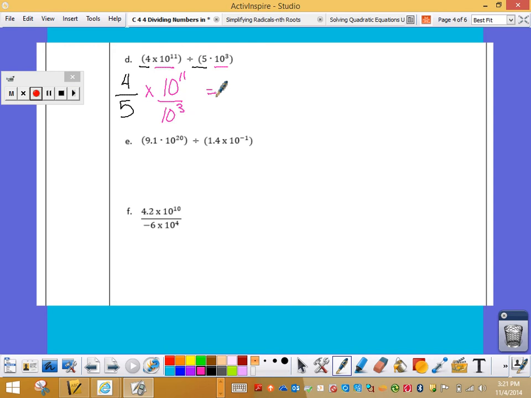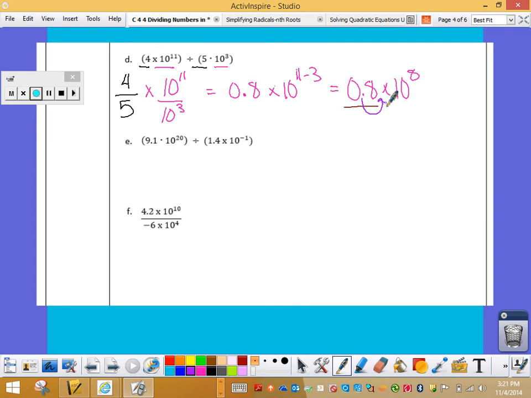So here, 4 divided by 5, we get 0.8 times 10 to the 11 minus 3. That gives us 0.8 times 10 to the 8th power. Now, you should be looking at this 0.8. Is that less than 10? Yes, it is. Is it greater than or equal to 1? No, it's less than 1. So we need to move our decimal back 1.